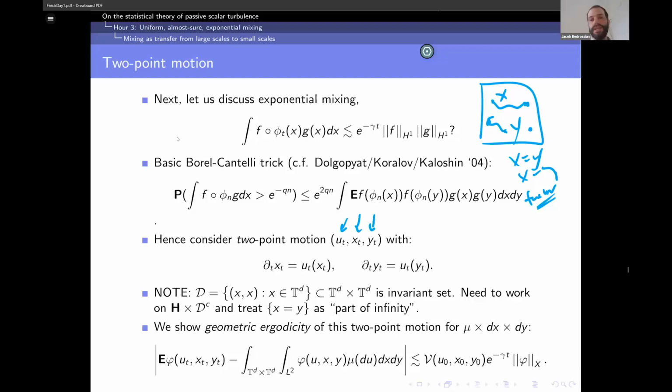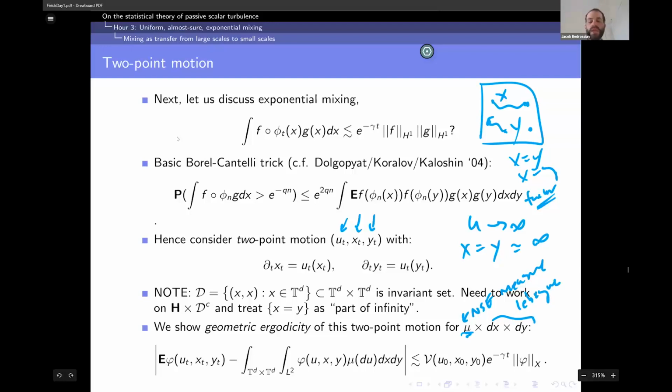So there's kind of two infinities. There's an infinity when u goes to infinity. That makes sense. But we're going to have to treat x equals y, this diagonal, as part of infinity. Because what we want to prove is this. We want to prove that the stationary measure, so this is the stationary measure for Navier-Stokes, and this is going to be Lebesgue measure cross Lebesgue measure. We want to prove Navier-Stokes cross Lebesgue is the unique stationary measure for this process when x and y are initially separated. And we want to prove that this geometric ergodicity holds.